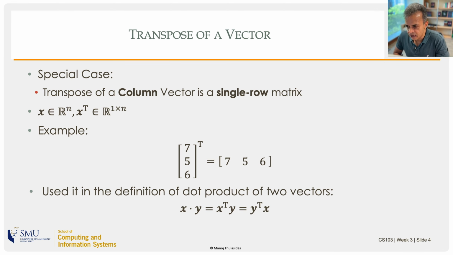Actually, this definition of a transpose of a vector, we did use it earlier while talking about a dot product. So x dot y is x transpose times y, which is conformant for multiplication because x transpose has one row and n columns, and y will have one column and n rows. So the number of columns of the first matrix x transpose is the same as the number of rows of the second matrix y. In this special case, x dot y is the same as y dot x. So x transpose y is the same as y transpose x.